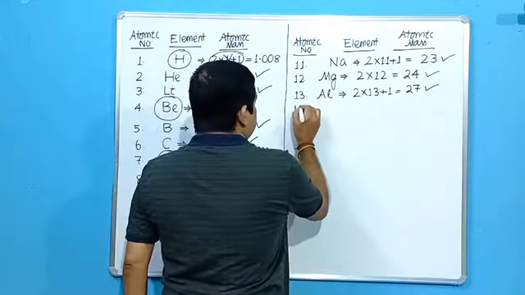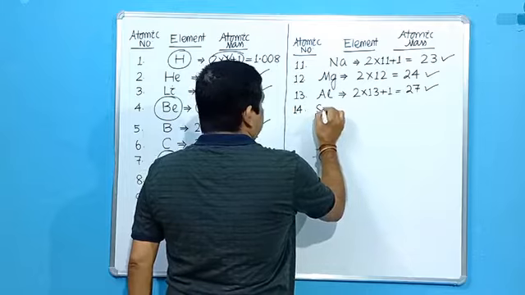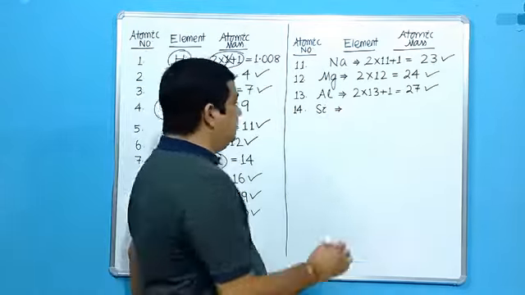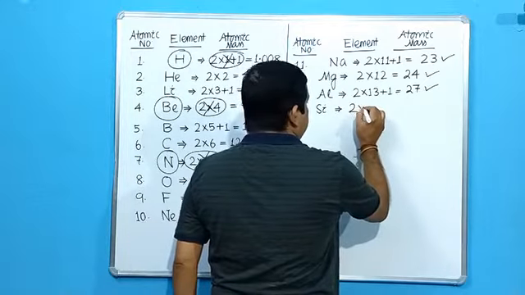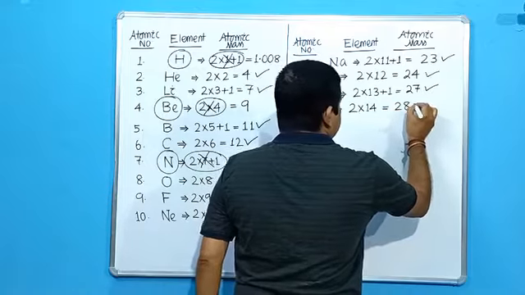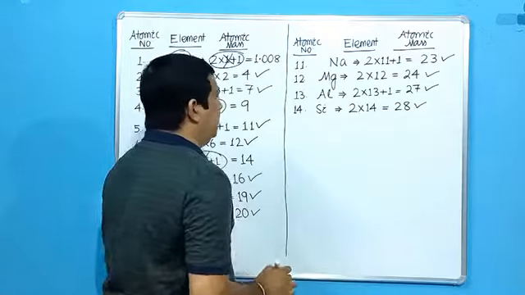Then 14, silicon, Si, atomic number 14 is even. So what should be atomic mass? Now 2 into 14, 2 into atomic number, 28. It fits into the formula.